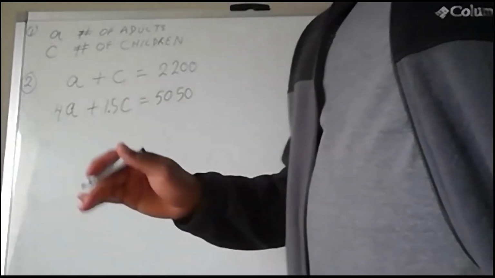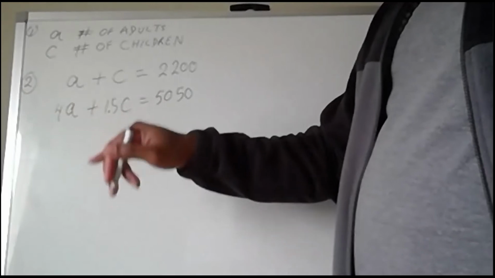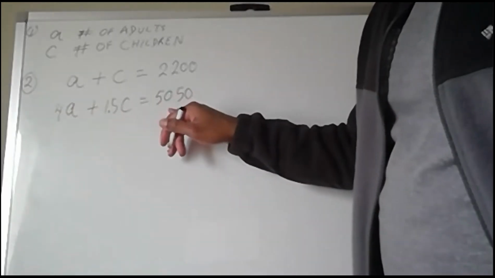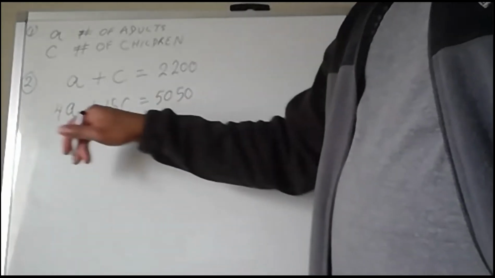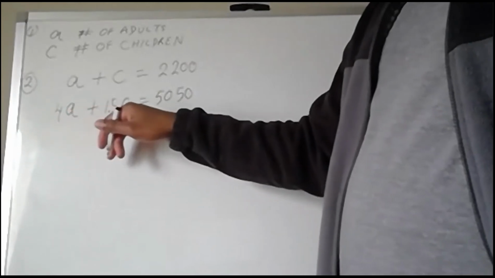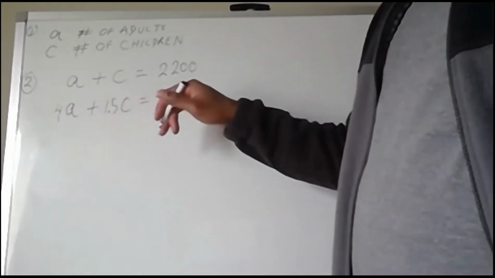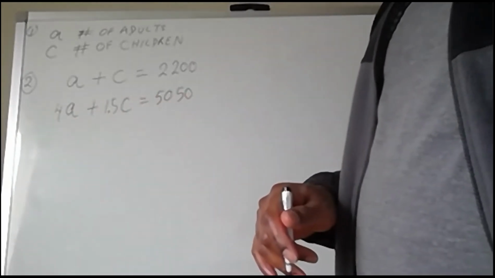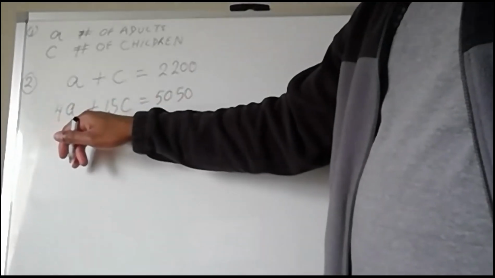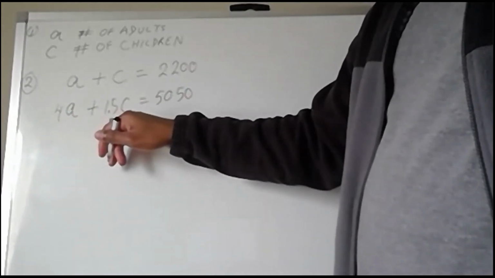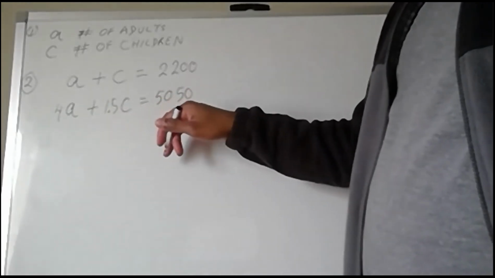Okay, the mere fact that the problem tells us the cost, the fee for an adult and the fee for a child, and also gives us the total amount collected, enables us to make this equation. So we know that the fee for an adult times the number of adults plus the fee for a child times the number of children should give us the total cost. I'll say that one more time. The fee for an adult times the number of adults plus the fee for a child times the number of children is equal to the total amount collected.